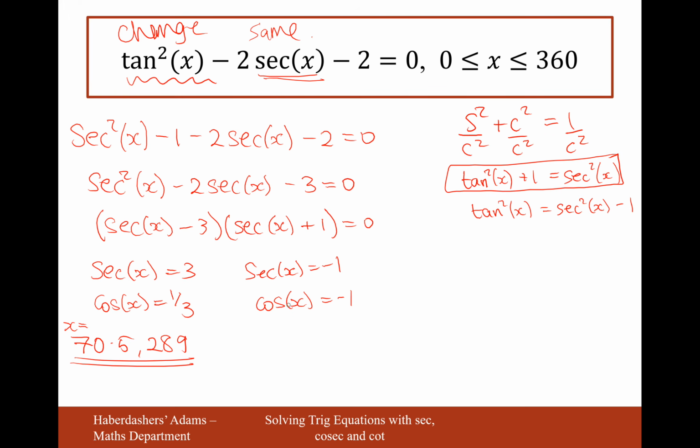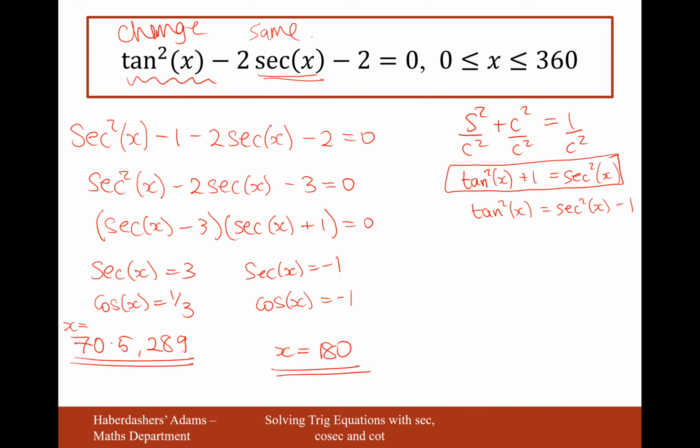For the second solution, it's just going to be x equals 180, because that's when the cos graph reaches minus 1. It's only at one point, at 180 degrees. And there we are. These are the solutions to this equation.